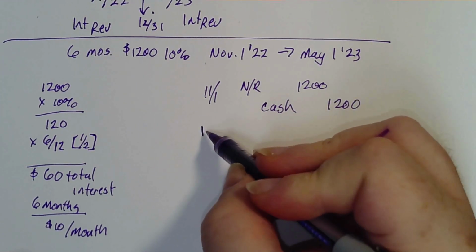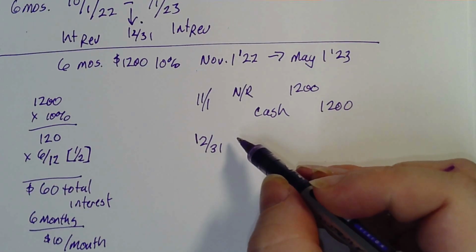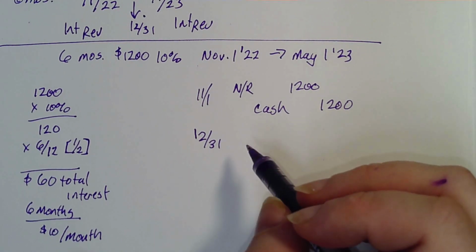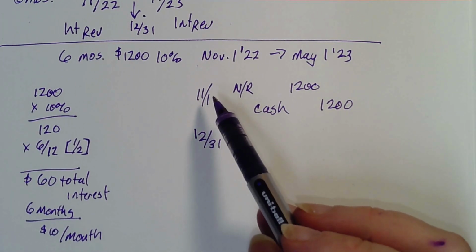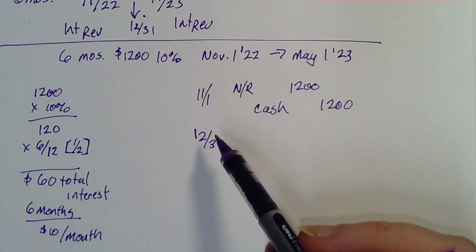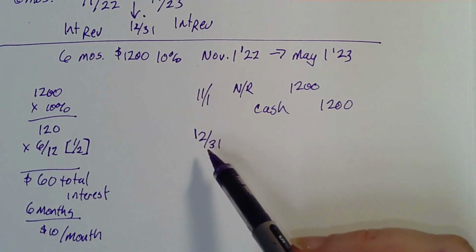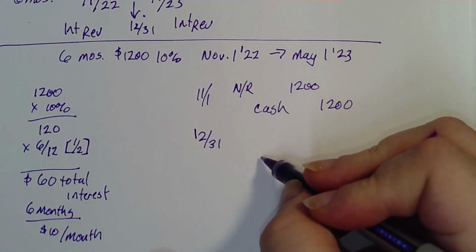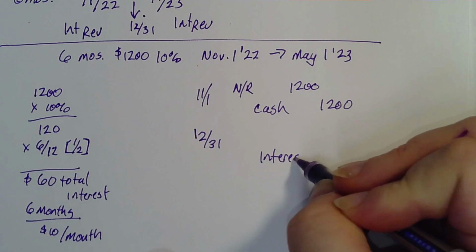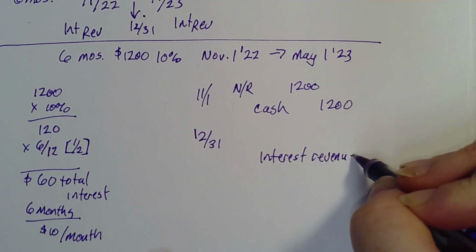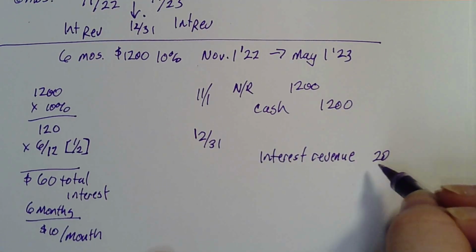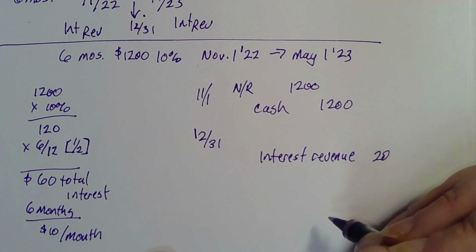Now, what happens is at the end of the year, we have to recognize the amount of interest revenue that we've earned. Well, how many months have happened between November 1st and December 31st? Well, all of November and all of December, so 2 months. So 2 months, and if it's $10 a month, we've earned $20 worth of interest. So interest revenue of $20, and they haven't paid us that, right? Even though we've earned it, they're not going to pay us that $20 until they pay off the note.